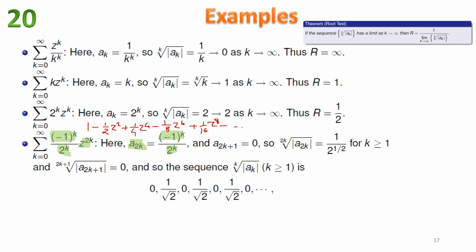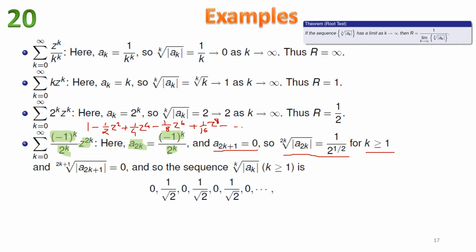Now here you can see that only even powers of z have non-zero coefficients, and odd powers are not appearing. So the coefficients corresponding to the odd powers, a_2k+1, are 0, and a_2k is minus 1 to the k upon 2 to the k. Now by the root test we have to obtain the 2k-th root of mod of a_2k, and if you plug in the values you will see that it is 1 upon root 2 for all k greater than or equal to 1.